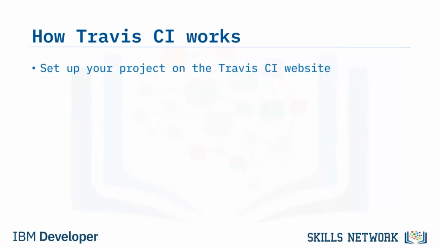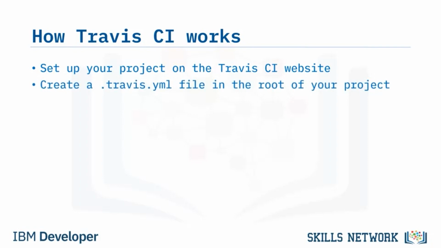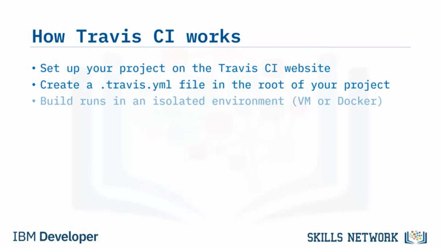To implement Travis CI into your workflow, you first need to set up your project on the Travis CI website. This is a manual step, but unlike Jenkins and CircleCI, Travis allows you to enable it for all of your repositories, so it only has to be done once for all of your repos. Next, to set up your repository for Travis CI, you need to create a .travis.yaml file and place it in the root of your repository. These instructions tell Travis when and how you want your code built. You can build your code in a virtual machine or in a Docker container.